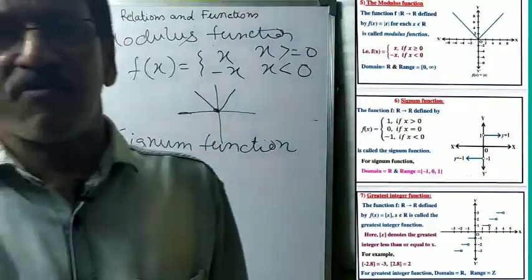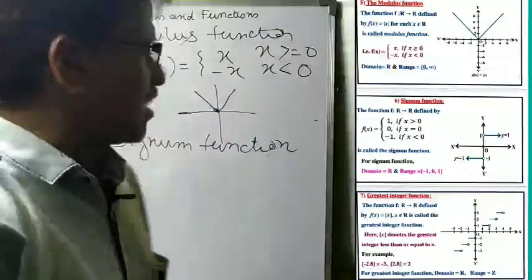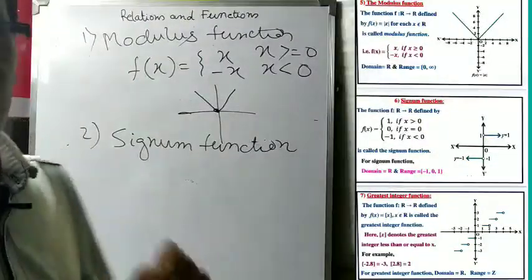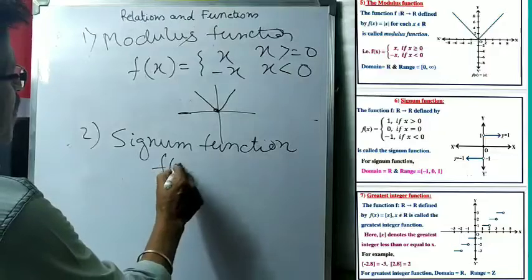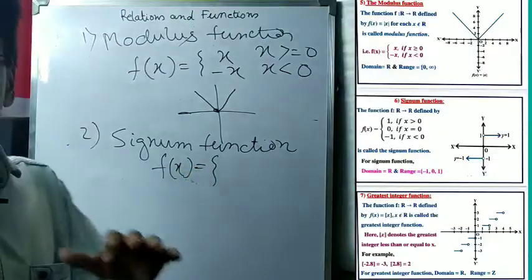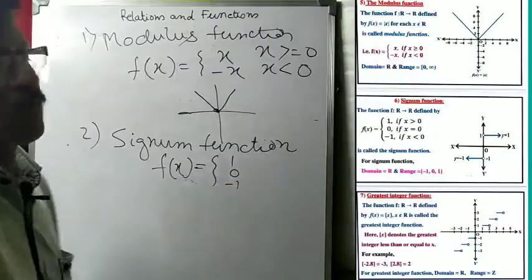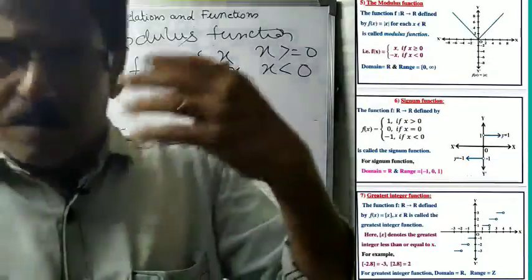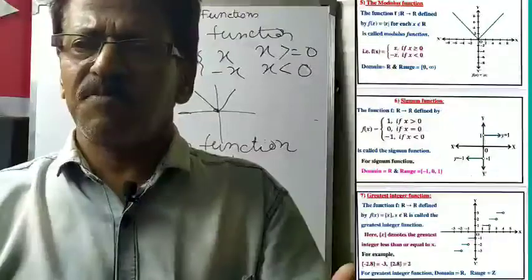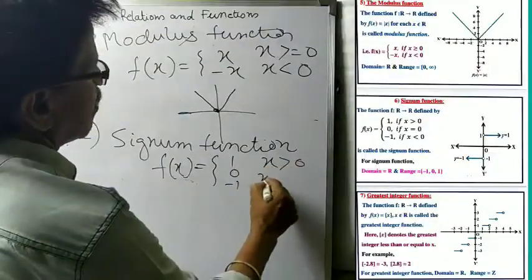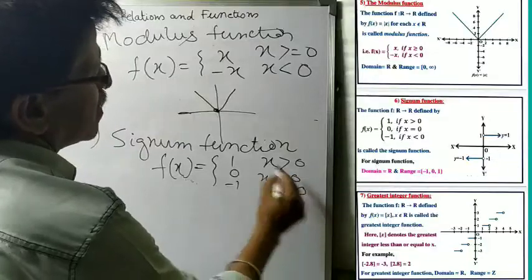Now what is signum function and what is the definition of signum function? Signum function contains either 1, 0 or minus 1. That means f(x) equals to what values have we said? 1, 0 and minus 1. Now tell me, what will be the condition for x? Number 1 is if x is greater than 0, x equals to 0 and x less than 0.